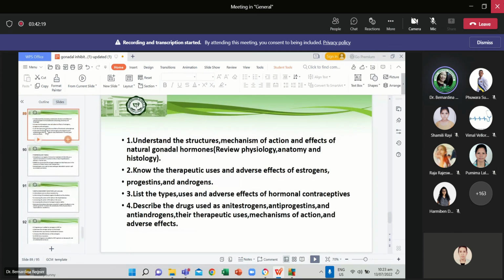Okay, so this is the study guide for you. Number one, understand the structures, mechanism, and action and effects of your natural gonadal hormones. So you have to review your physiology, anatomy, and histology. Number two, know the therapeutic uses and adverse effects of estrogen, progestins, and androgens. List the types, uses, and adverse effects of hormonal contraceptives. Describe the drugs used as anti-estrogen, anti-progestin, and anti-androgens, their therapeutic uses, mechanism of action, and adverse effects.